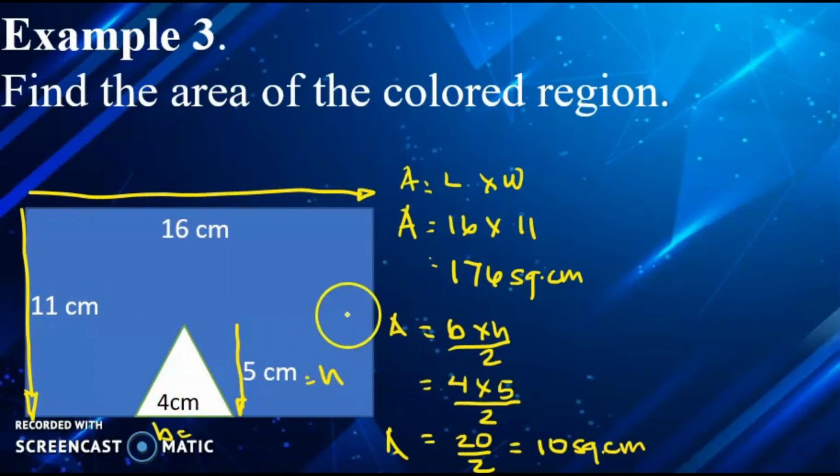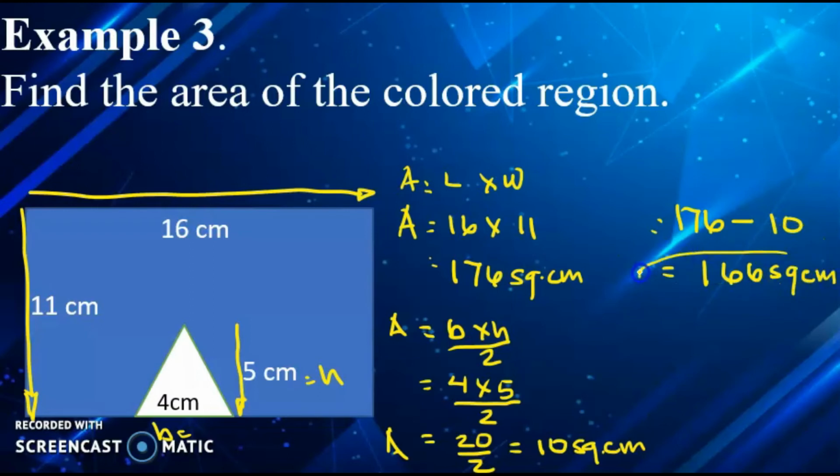So, ang sabi dyan, kukunin lang natin yung area ng colored region. So, colored region, itong blue lang. So, ma-minus natin yung area ng triangle. So, it will be 176 minus 10. So, the answer is 166 square centimeter. So, that is the total area of the colored region.